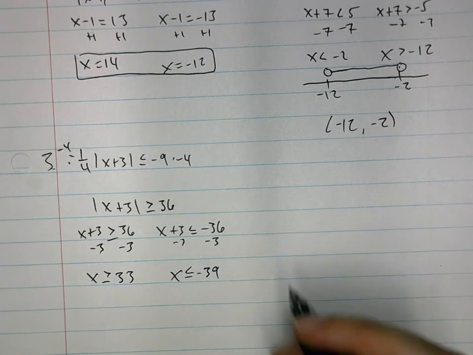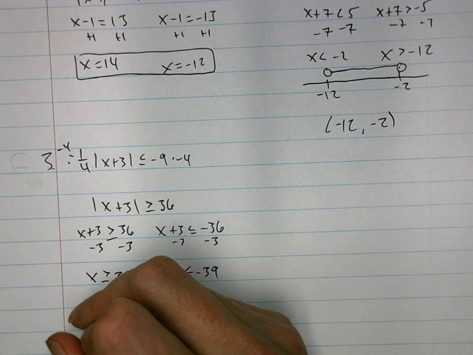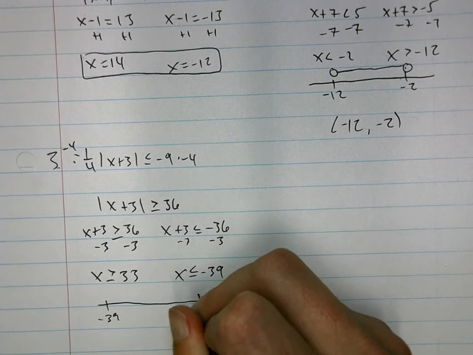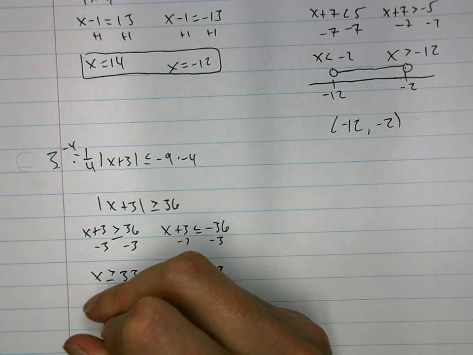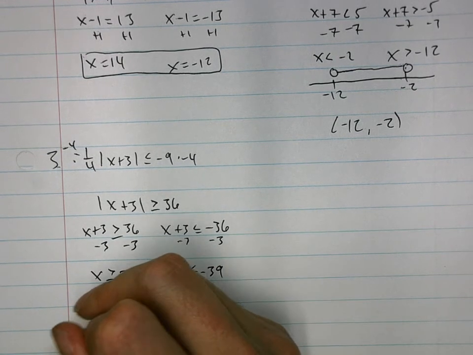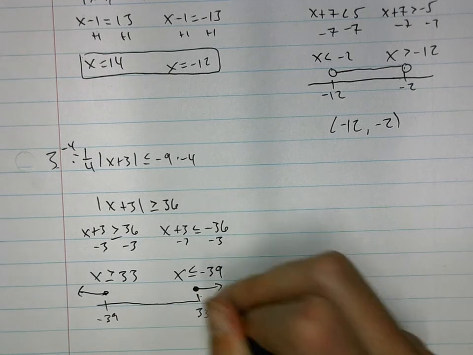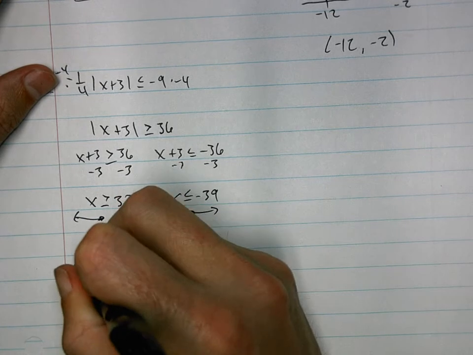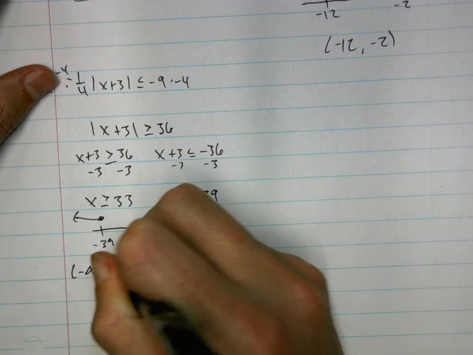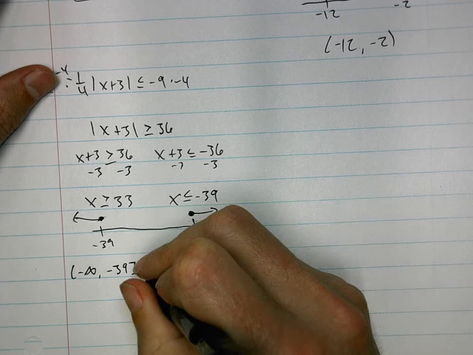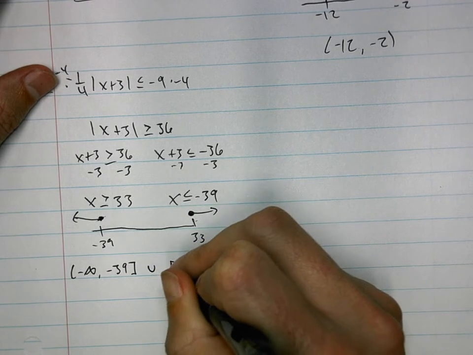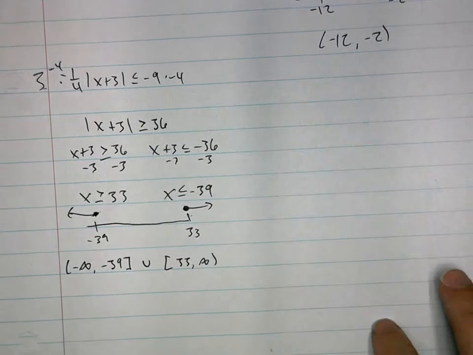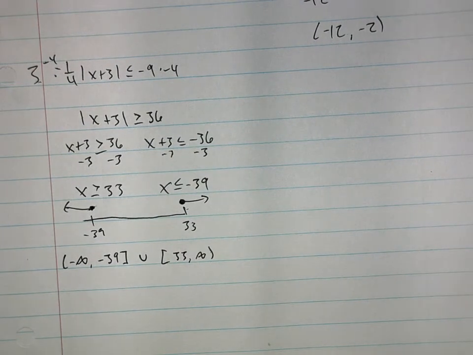And to put this in interval notation, we go ahead. This is negative 39, 33. Closed circles. Less than negative 39 means you go that way. Greater than 33 means you go that way. And your interval will be from negative infinity to negative 39, bracket because of the closed circle, union, bracket 33 to positive infinity, parentheses. That was 3.